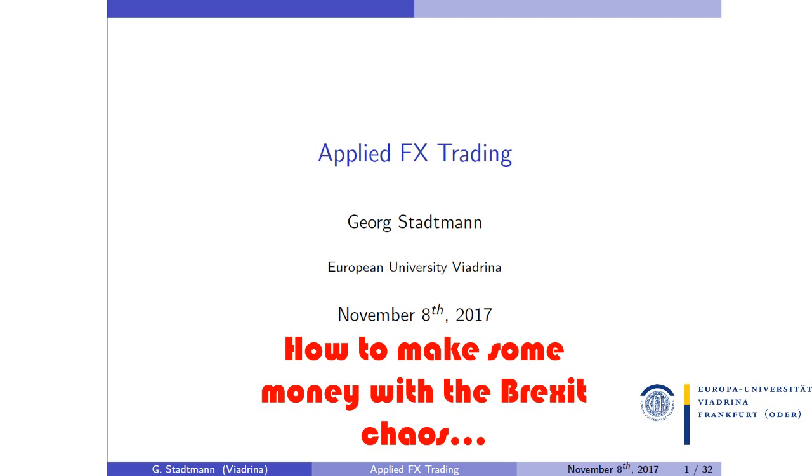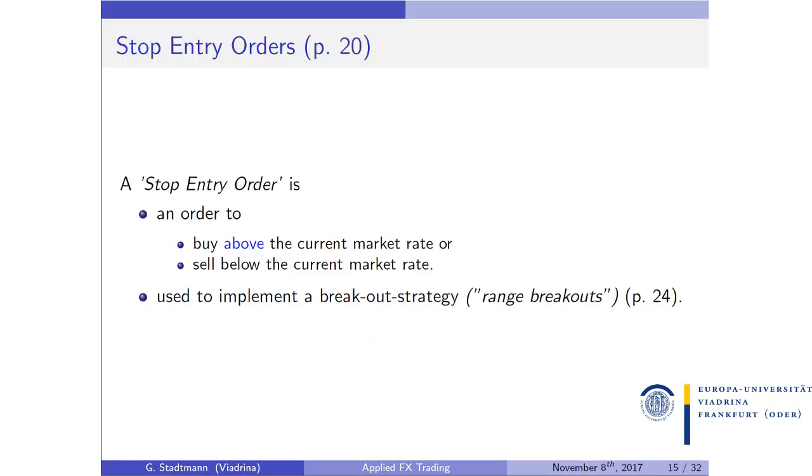I selected a very important slide, which is about a so-called stop entry order. Stop entry orders are good to implement a so-called breakout strategy. A stop entry order is an order to buy above the current market rate or to sell below the current market rate. Why could this make sense in the Brexit discussion?